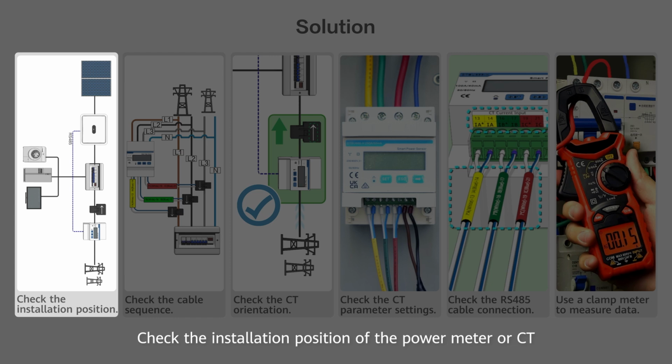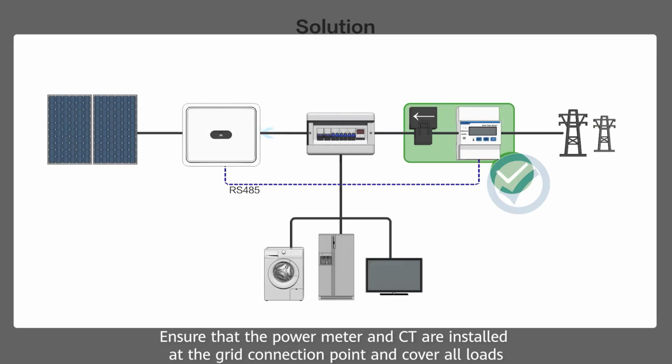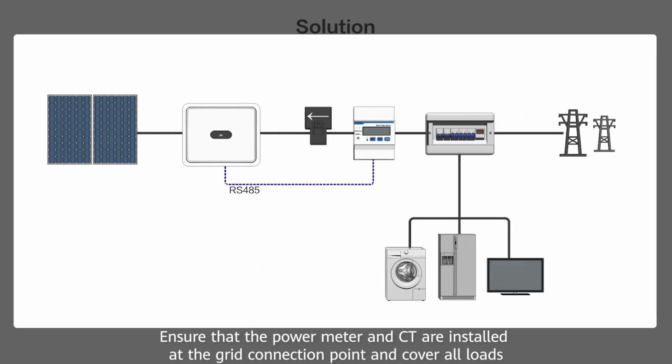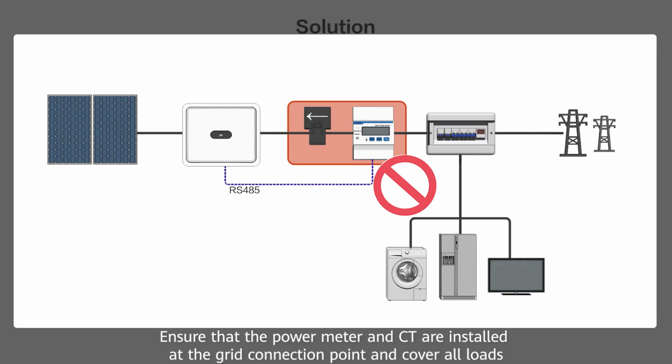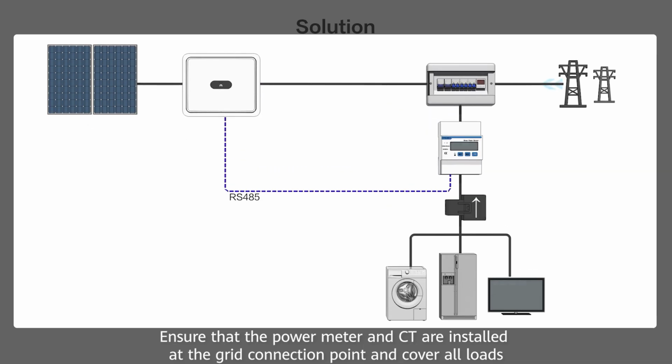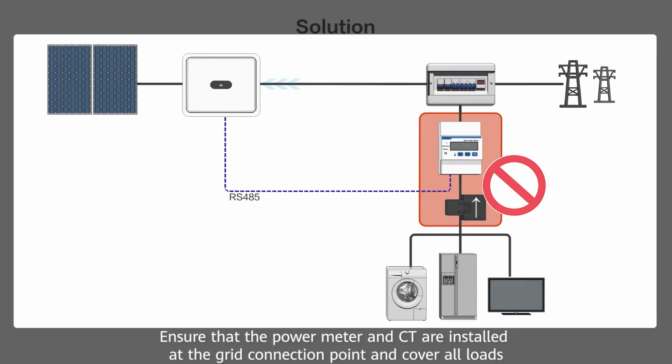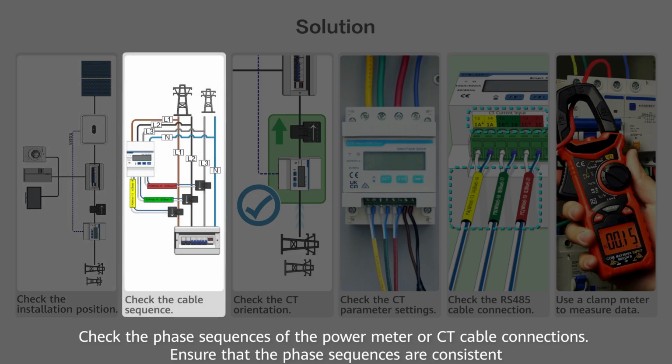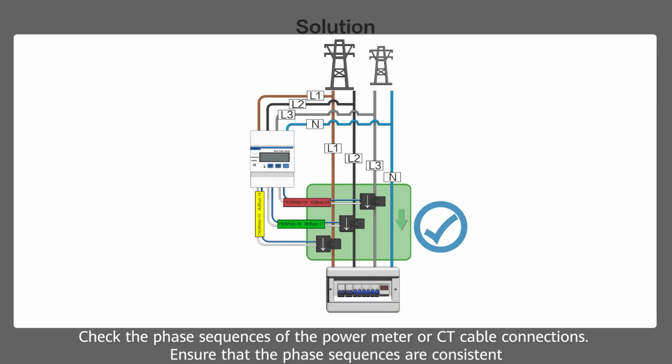Check the installation position of the power meter or CT. Ensure that the power meter and CT are installed at the grid connection point and cover all loads. Check the phase sequences of the power meter or CT cable connections. Ensure that the phase sequences are consistent.